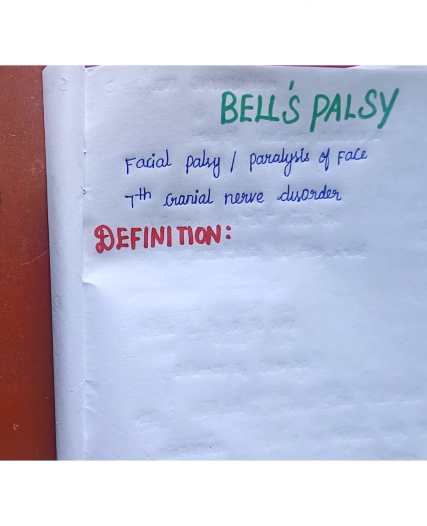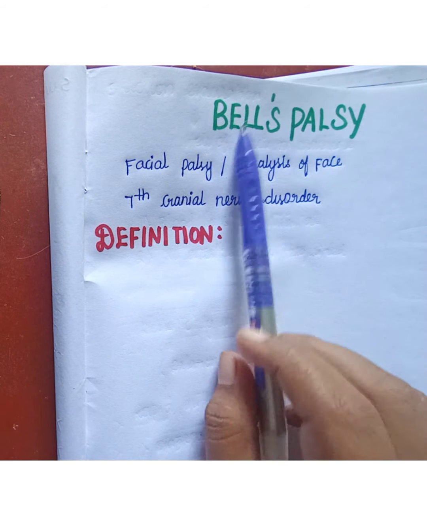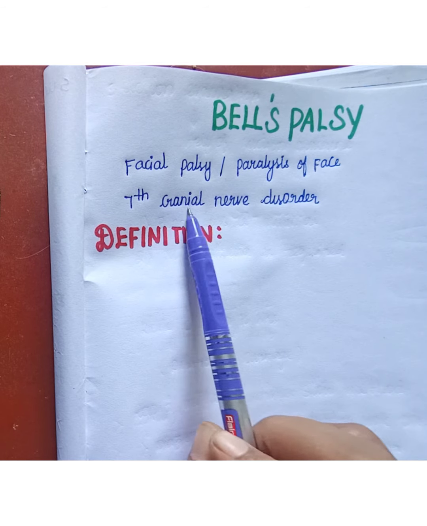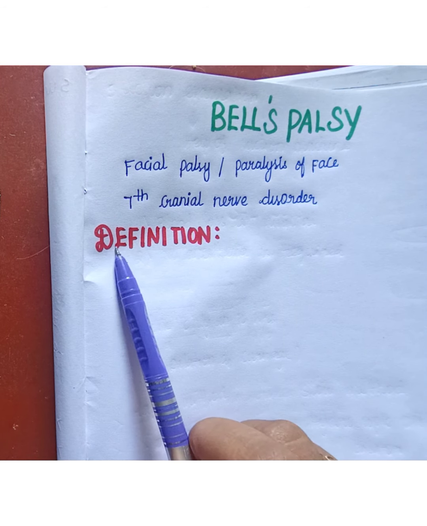So let's see. Bell's palsy is also known as facial palsy or paralysis of the face. It is a seventh cranial nerve disorder. Next one is the definition.